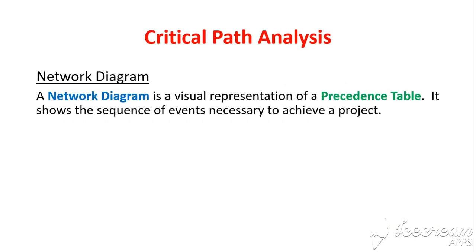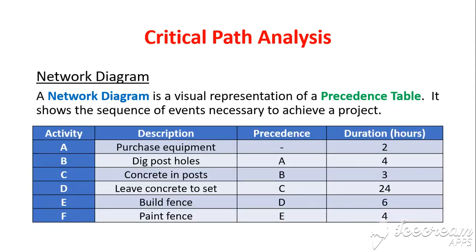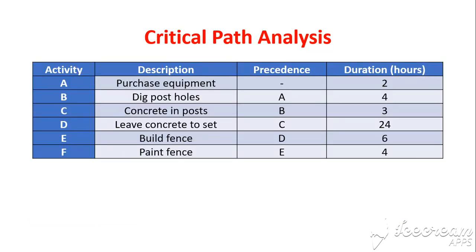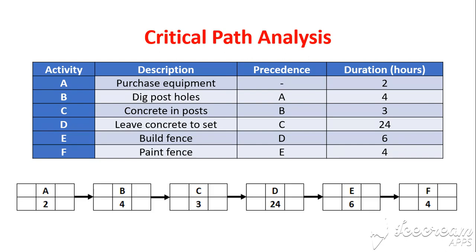Right, let's move on to a network diagram. A network diagram is a visual representation of a precedence table. It shows the sequence of events necessary to achieve the project. So here's our precedence table from our previous example. And let's show you what the network diagram would look like.